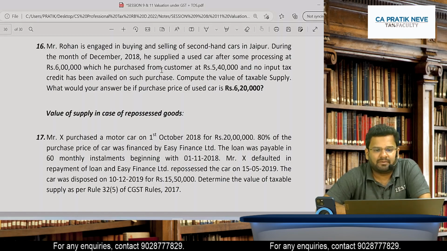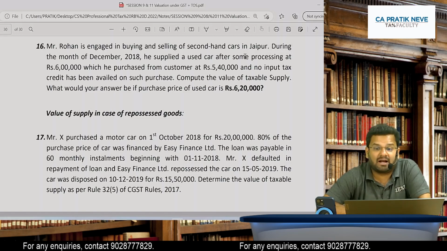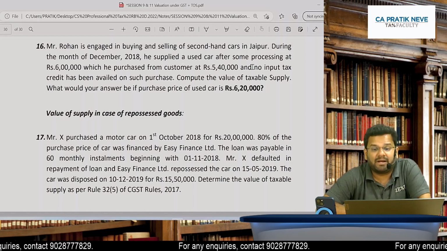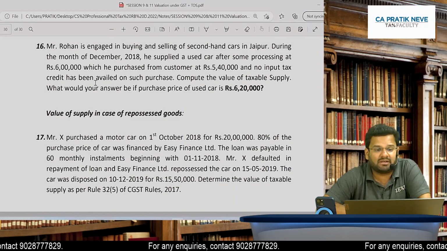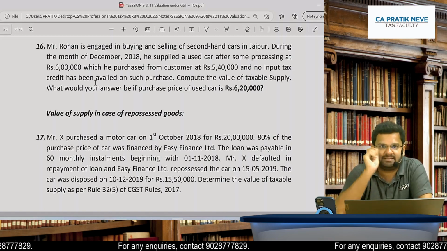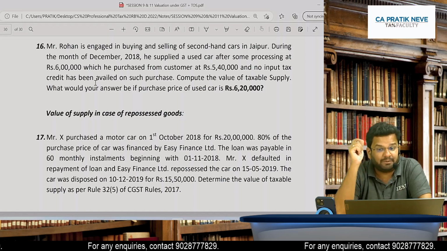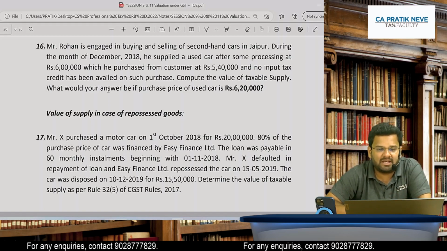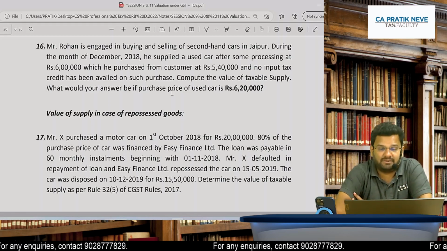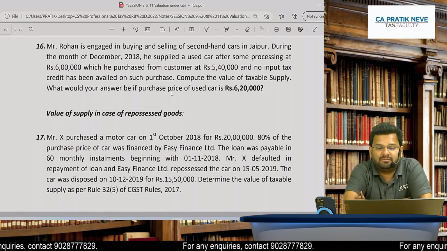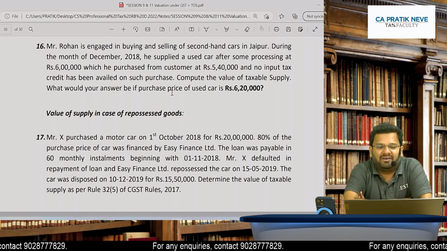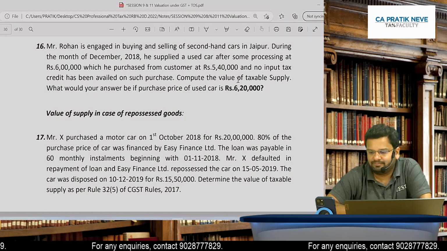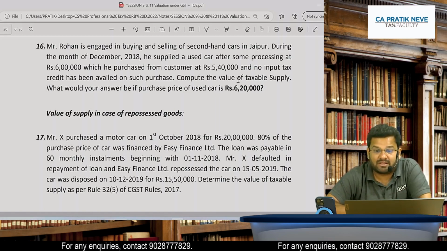Mr. Rohan is engaged in buying and selling of second hand cars in Jaipur. During the month of December 18, he supplied a used car after some processing at rupees 6 lakhs, which he had purchased from customer at 5,40,000, and no ITC has been availed on such purchase. So can you tell me what's the value addition? 60,000, exactly. So that is your assessable value. Wonderful, wonderful. That's your assessable value.